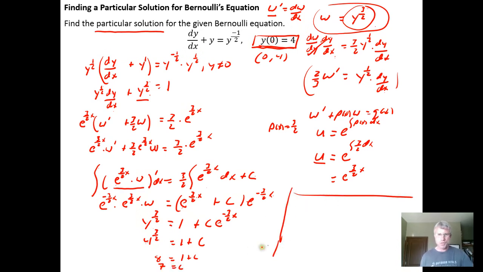So substituting our constant back into our equation right here, we get y to the 3/2 equals 1 plus c, but c is 7, 1 plus 7 e to the negative 3/2 of x, and there's the particular solution to the Bernoulli equation.